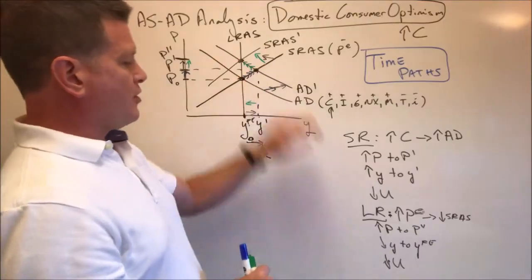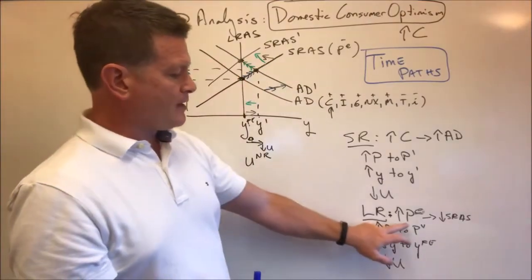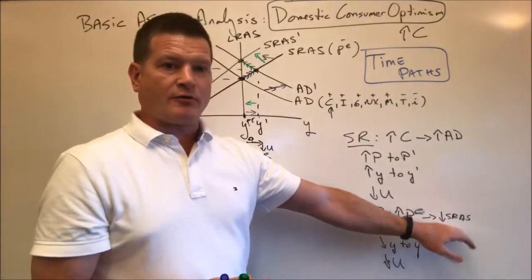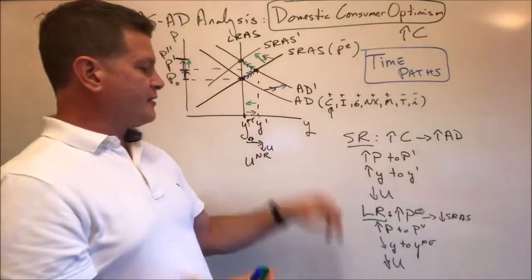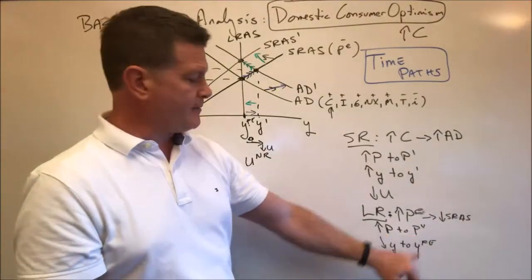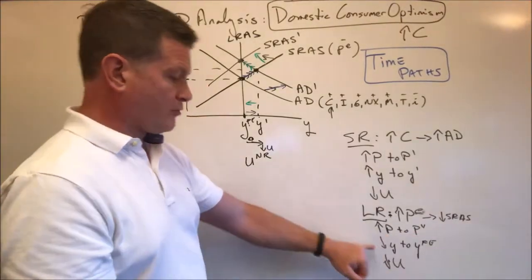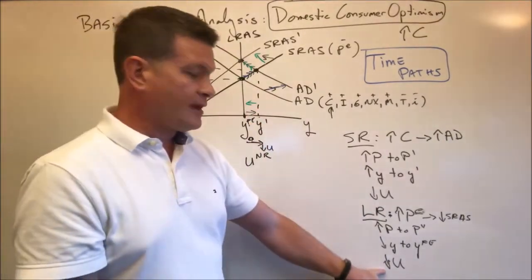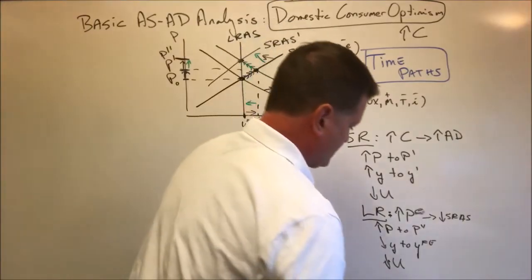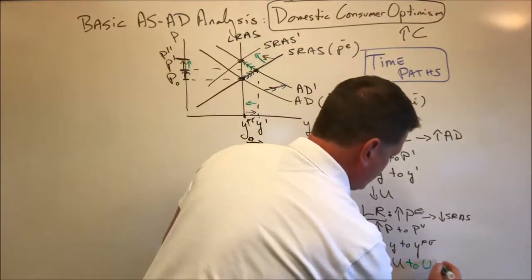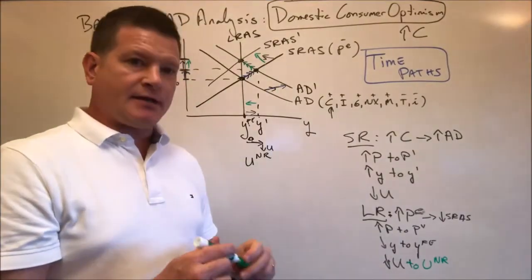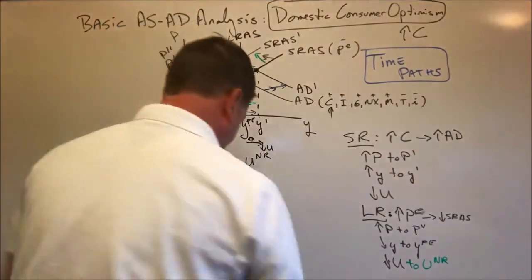As we adjust to the long run equilibrium, expected price level continues to rise, shifting the short-run aggregate supply curve to the left. That further pushes up the price level to P double prime, lowers output back to its old level, and raises unemployment back to its natural rate. Now, how do we translate that into time paths?